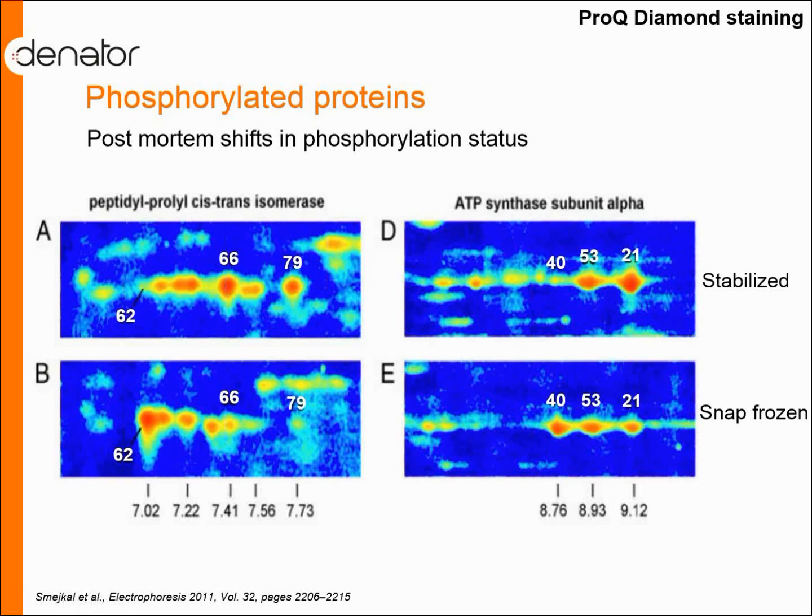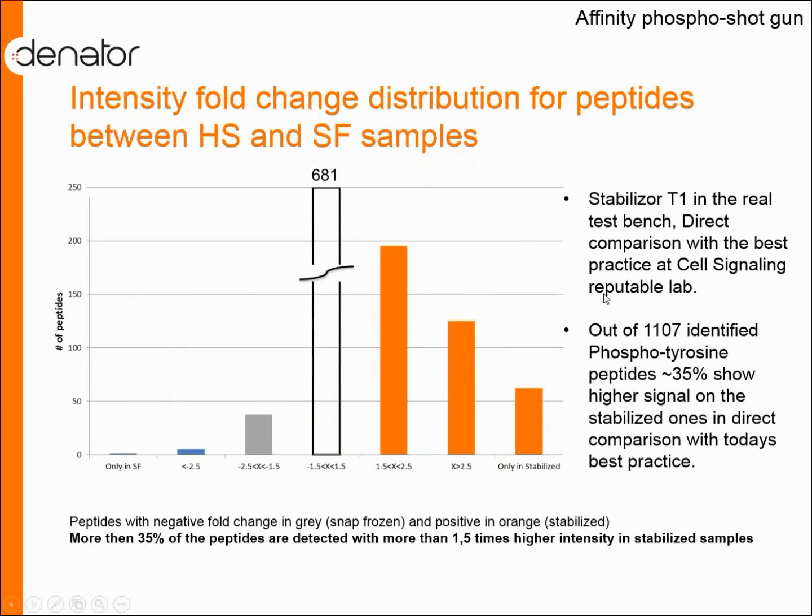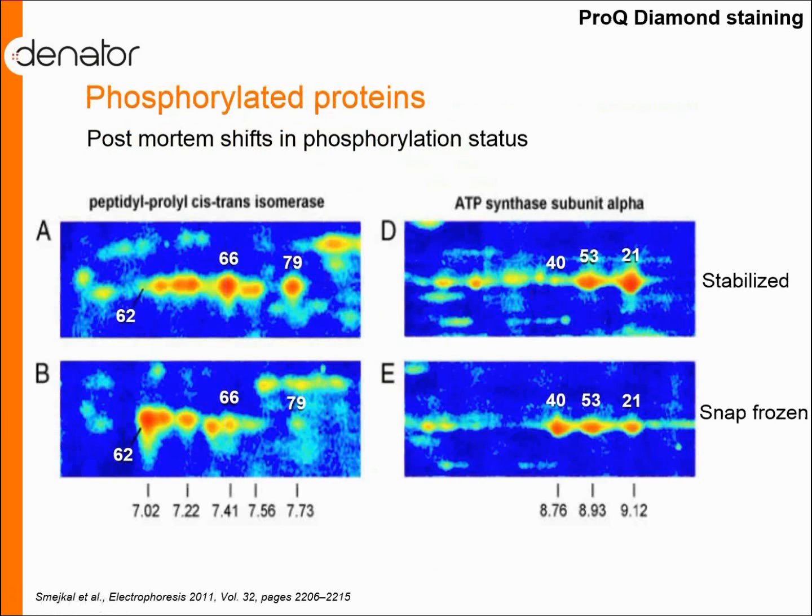And we see the different intensity distribution between these 3 isoforms, and compare that to the distribution in the snap frozen sample. We identified them in the same spots, but the distribution between the isoforms is completely different. And we see the same for this ATP synthase subunit alpha, where in the stabilized sample we see isoform 21 being the most dominant, whereas in the snap frozen sample the isoform detected in spot 40 has a much higher intensity.